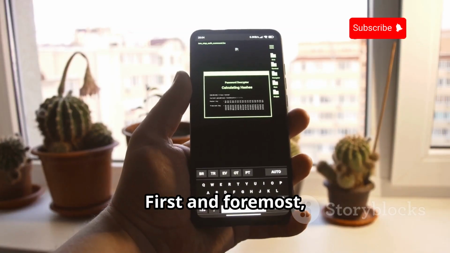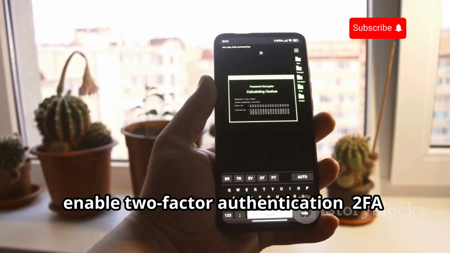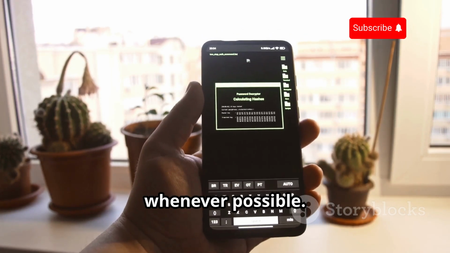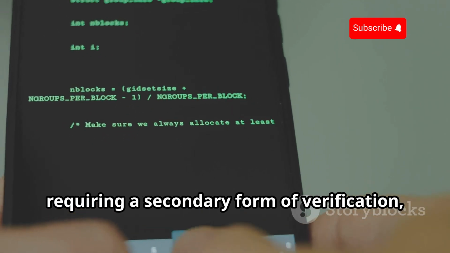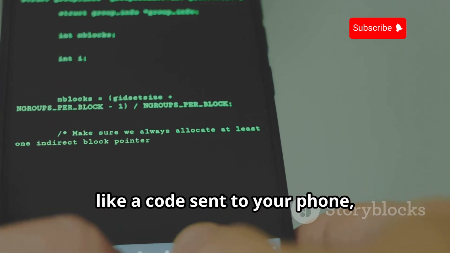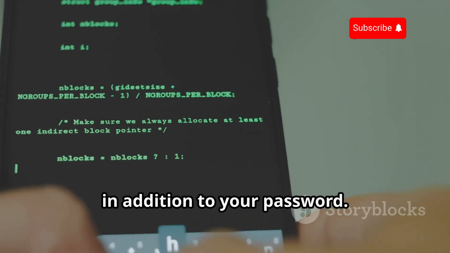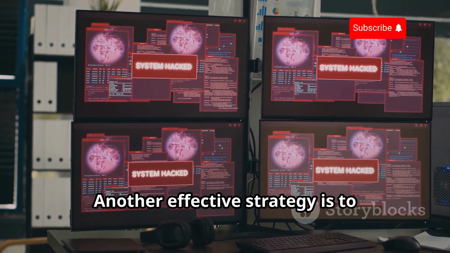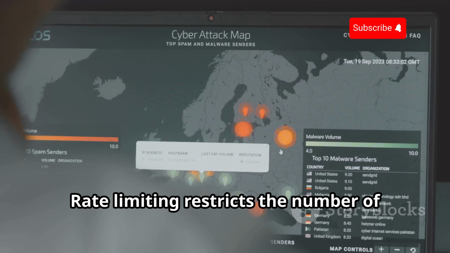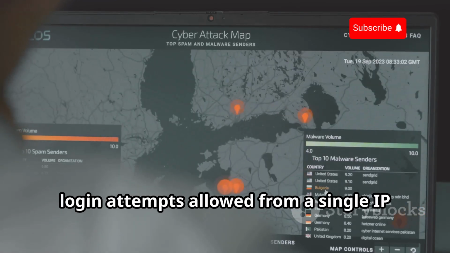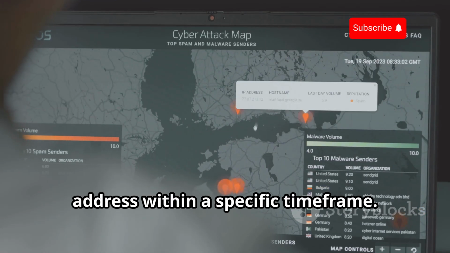First and foremost, enable two-factor authentication, 2FA, whenever possible. 2FA adds an extra layer of security by requiring a secondary form of verification, like a code sent to your phone, in addition to your password. Another effective strategy is to implement rate limiting on your login pages. Rate limiting restricts the number of login attempts allowed from a single IP address within a specific time frame.